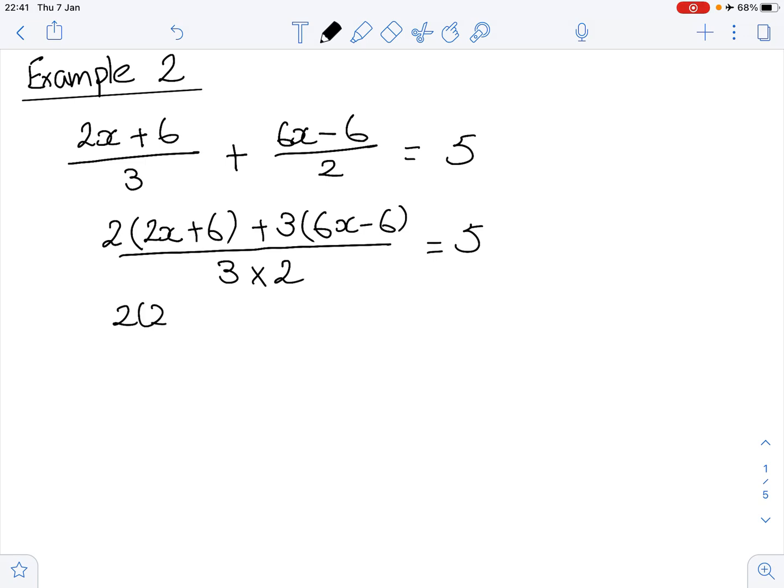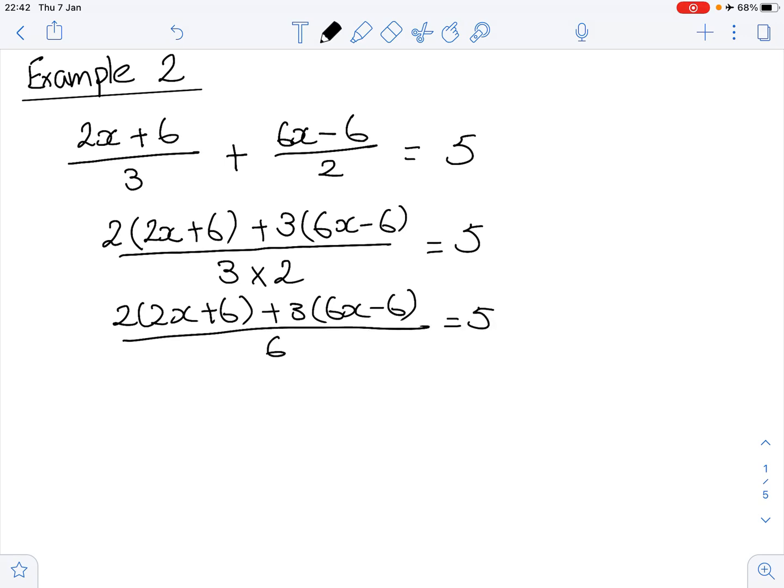So we have 2x plus 6, and 3 times 2 is 6, equals 5. So now we can multiply both sides by 6. So we have 2 bracket 2x plus 6, plus 3 bracket 6x minus 6, equals 6 times 5, which is 30.